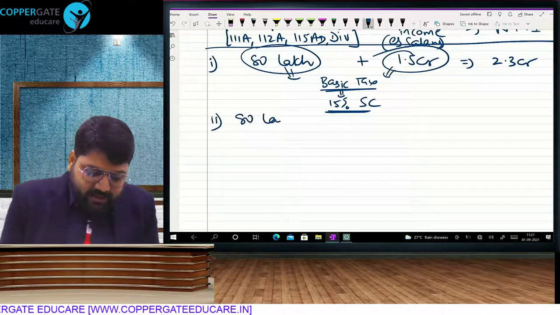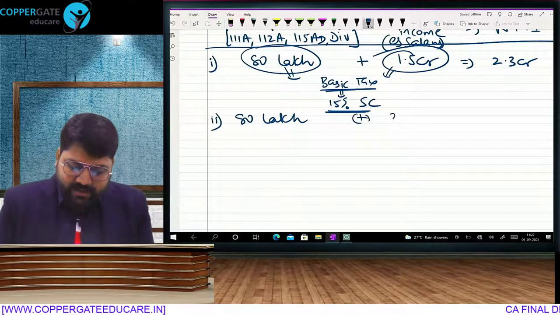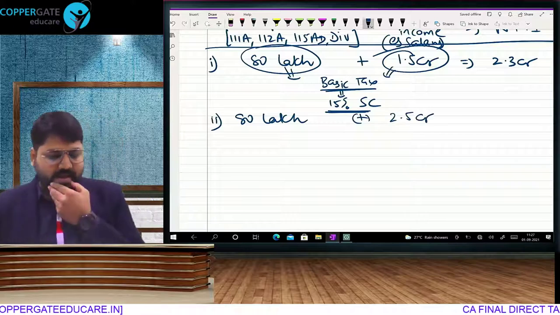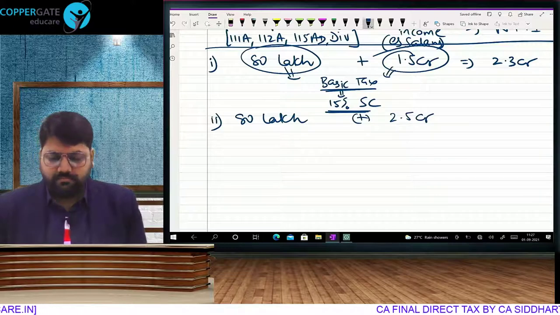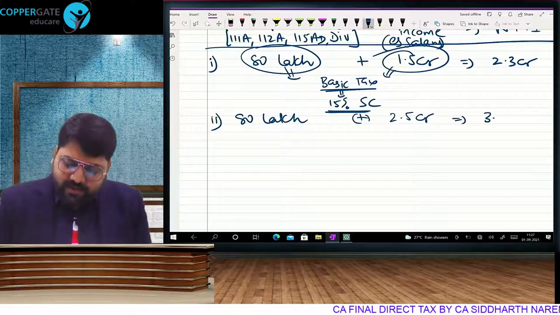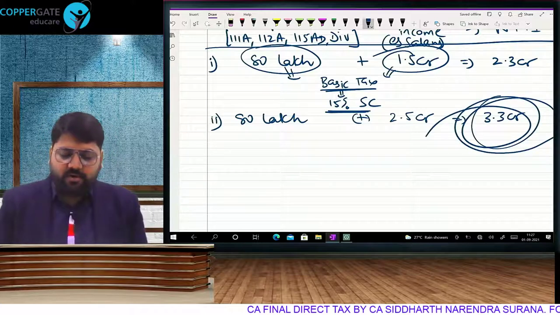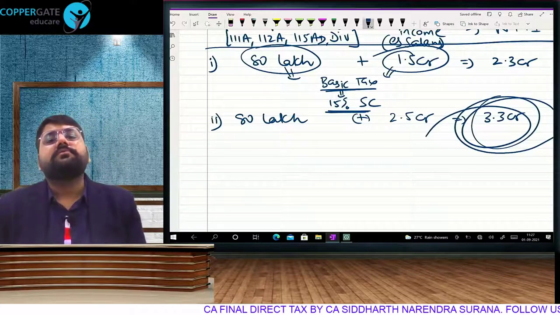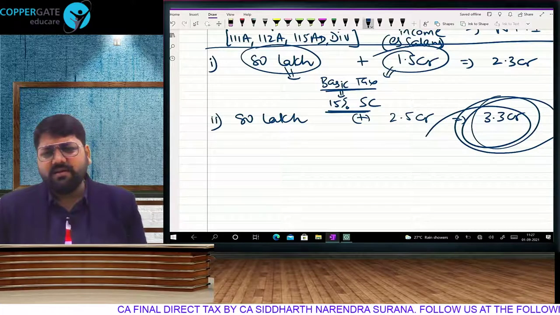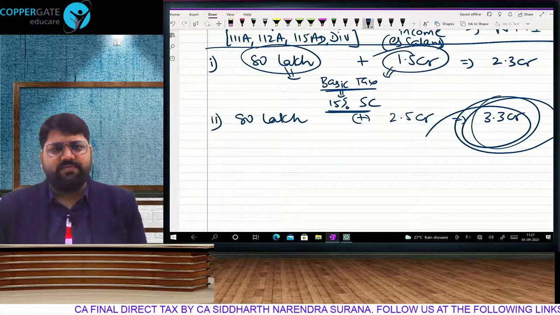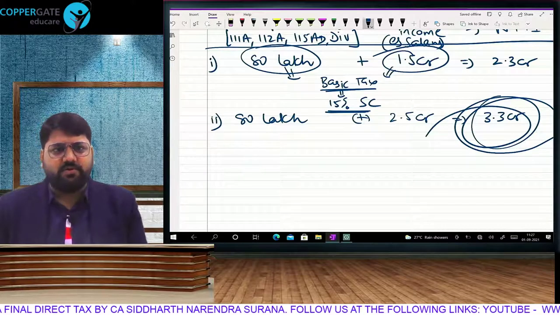These 4 incomes, again I am taking 80 lakh rupees, and your normal income I am taking this time 2.5 crore. Tell me the entity at this time. That's 3.3 crore. First, we look at this figure and decide what is the amount of surcharge. 25. 37 will come after 5 crore. 25, correct or no?